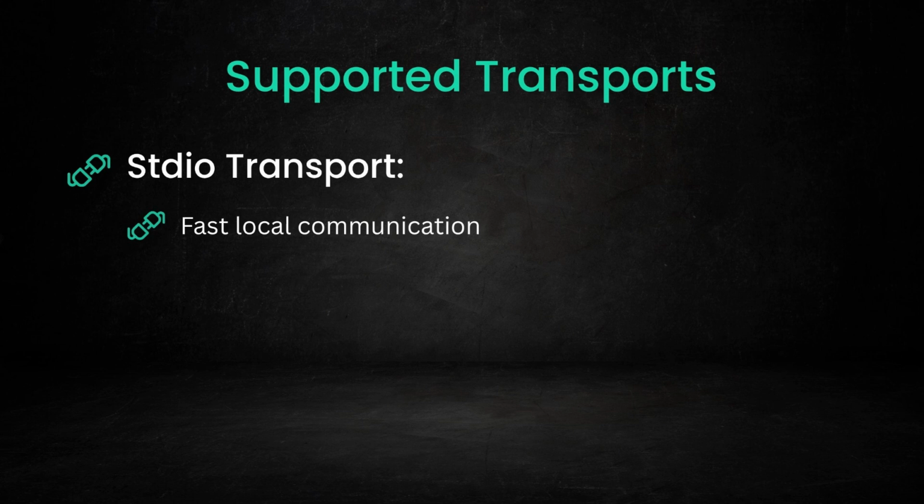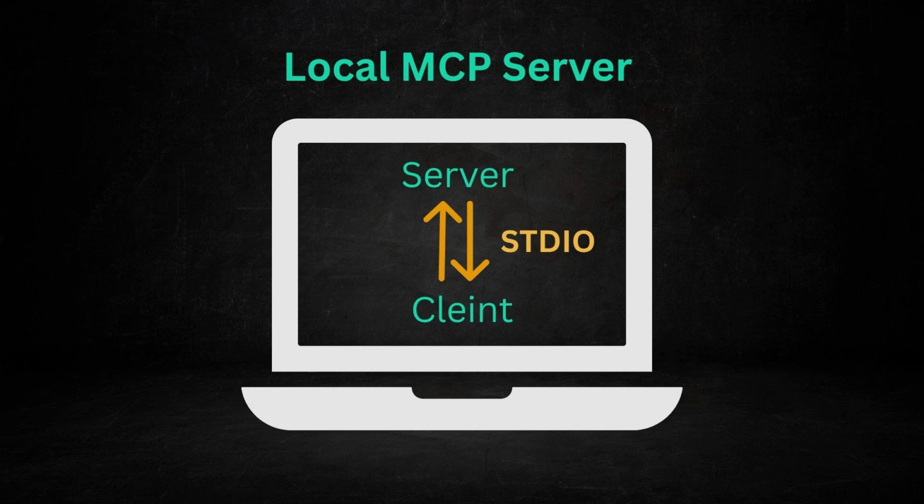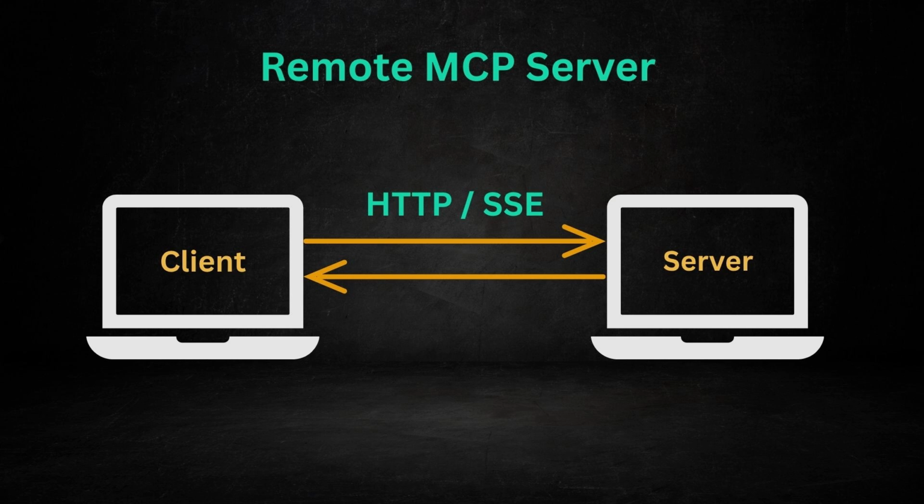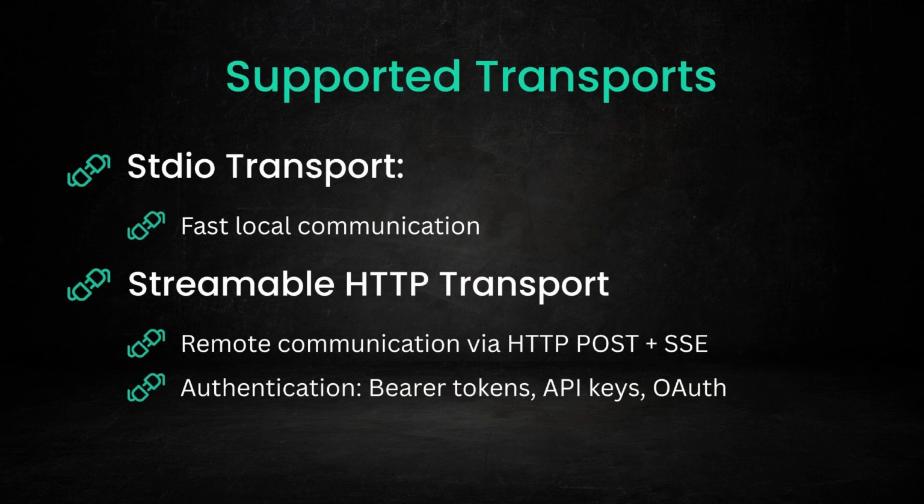MCP supports two transport options, depending on where the client and server are running. When both are on the same machine, MCP uses standard I/O transport, which relies on standard input and output streams for fast, local communication without any network overhead. When the MCP server and client run on different machines, MCP uses streamable HTTP transport. This method relies on HTTP POST requests with optional server-sent events for remote communication. It supports authentication through bearer tokens, API keys, or OAuth for secure access. Together, these layers make MCP flexible, secure, and ready for both local and cloud integrations.